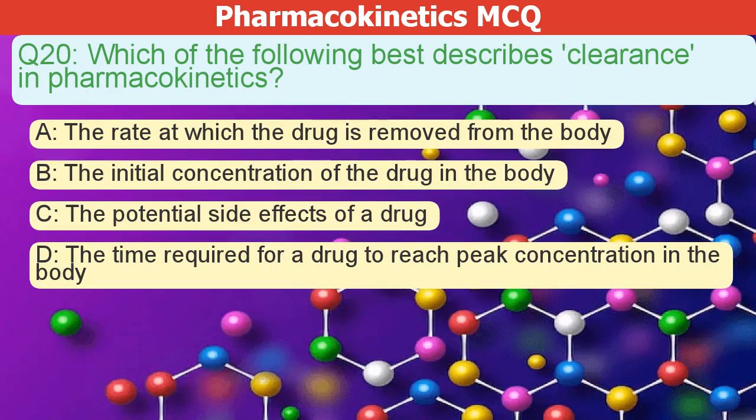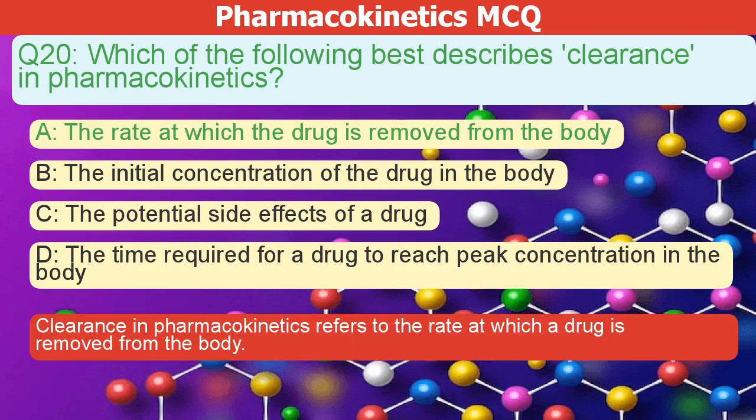Which of the following best describes clearance in pharmacokinetics? A. The rate at which the drug is removed from the body. B. The initial concentration of the drug in the body. C. The potential side effects of a drug. D. The time required for a drug to reach peak concentration in the body. The correct answer is A. Clearance, in pharmacokinetics, refers to the rate at which a drug is removed from the body.